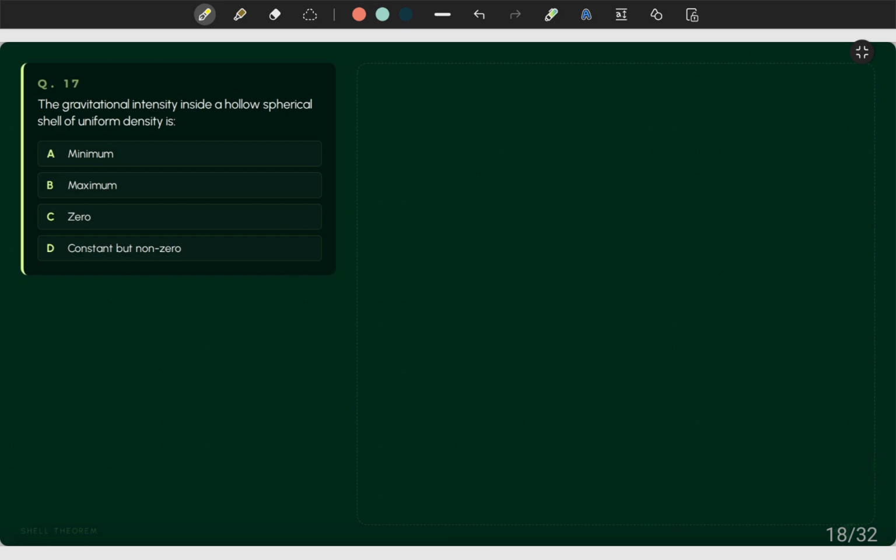Question number 17. The gravitational intensity inside a hollow spherical shell of uniform density. So inside a hollow sphere, since there is no mass, and hence intensity is 0. Question number 18. Weight of a body at depth d is equal to weight at height h. If both are small, then what may be the relation?